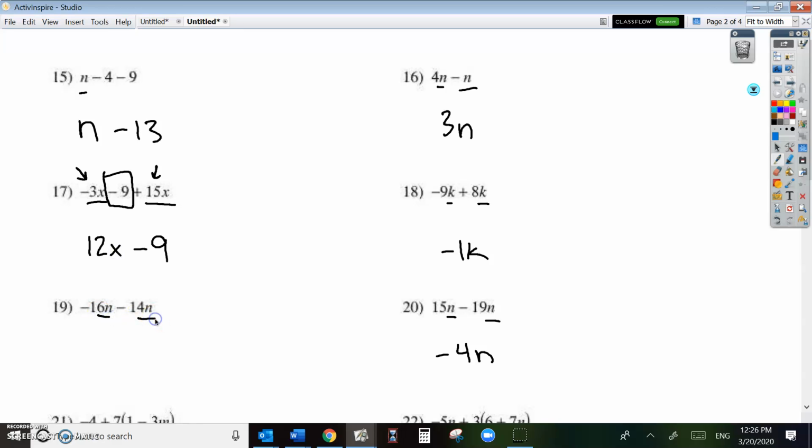These are like terms. Put them together. They're both negative. You owe your parents $16. You owe them $14. So you owe them $30, but put an n with it because the original terms had n.